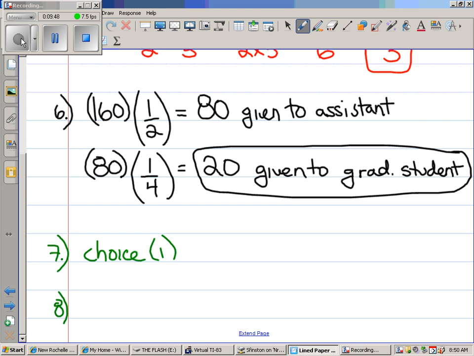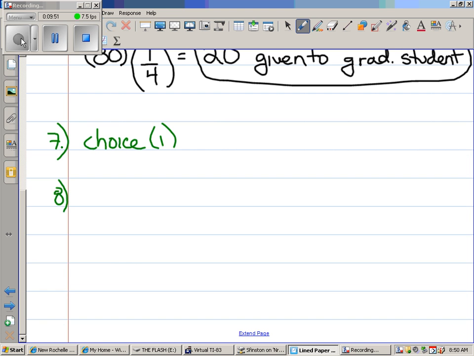Choice 1. Let's do 8. Manuel donates 2 books to a library every month. What's the change in number of books that Manuel has after 5 months? Which one? Do you think it's choice 1 or choice 4? He's donating the books. Be careful. Yeah, donating. He's giving them away. So it's negative 10. Yeah, the man's down 10 books.